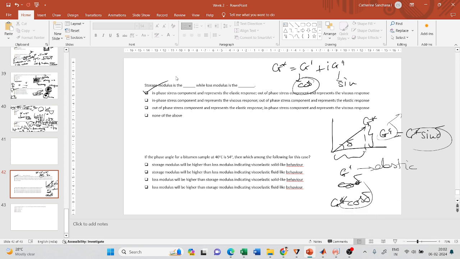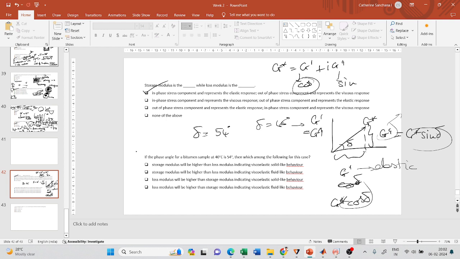Now, if the phase angle for a bitumen sample at 40 degrees Celsius is 54 degrees, then which among the following holds good for this case? So, phase angle is 54 degrees. What did we see? If phase angle is 45 degrees, it means G prime is equal to G double prime.